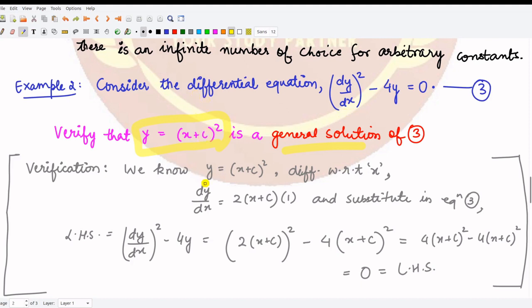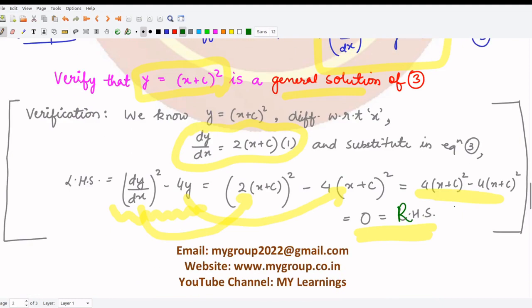So let's first of all verify that it is a solution to this differential equation. For that, we calculate the first derivative here and substitute it in this differential equation. So once you substitute in the left hand side the values of the first derivative and y, and then simplify, you get to see that you obtain the right hand side, which is again 0, correct? So therefore it becomes the solution of your differential equation.